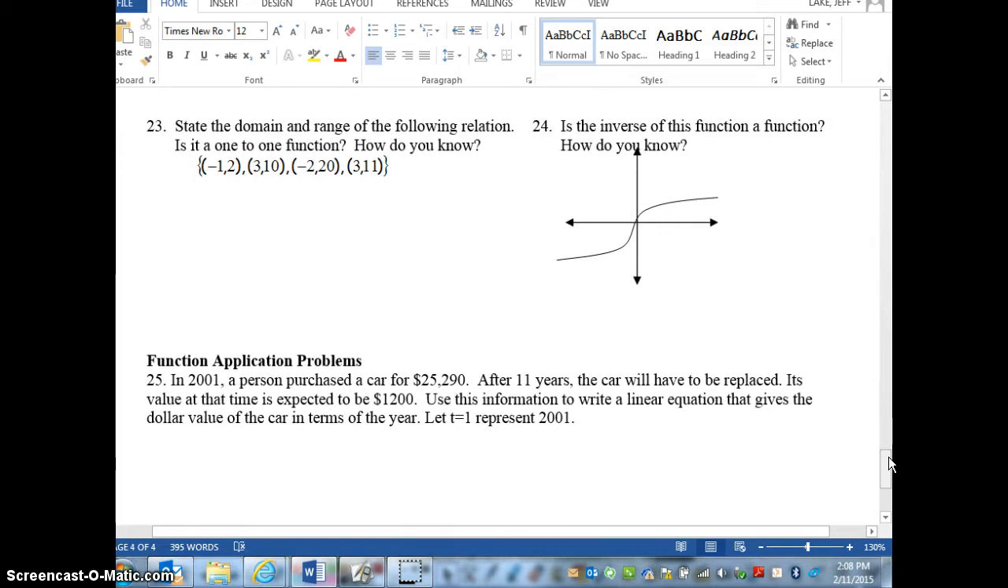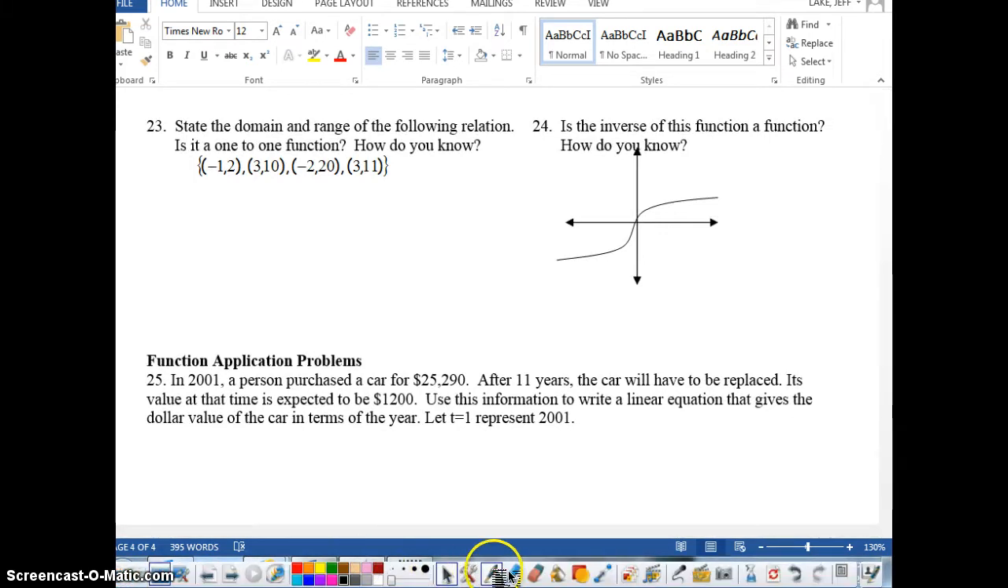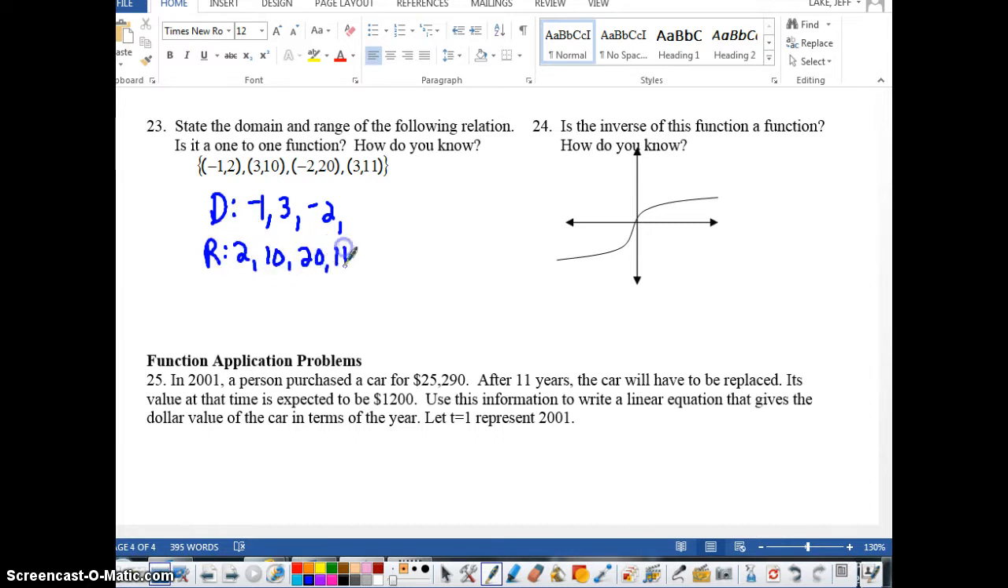23, state the domain and range of the following relation. Okay, so domain remembers all the x values. So my domain here is going to be negative 1, 3, negative 2. I already used 3, so I don't need to do that again. Notice it called this a relation because the 3 is repeated. So this is not a function. All right, the range here is going to be 2, 10, 20, and 11.